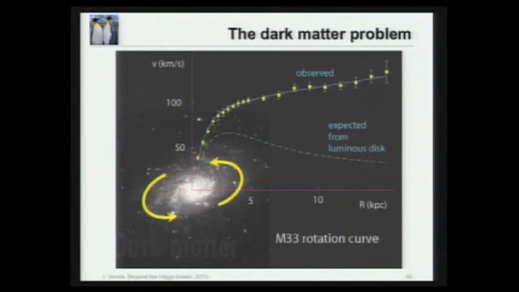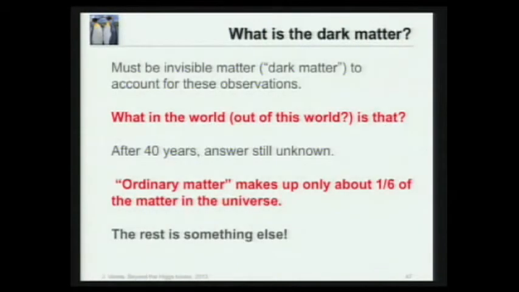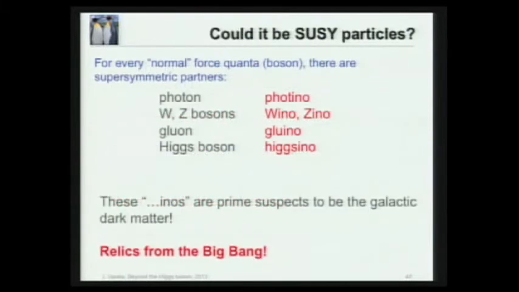So the only possibility for the stars to have this speed, remaining attracted, bound to the galaxy and not flying away by centrifugal force, is that there is more mass here. And this extra mass is what we call the dark matter. So what is the dark matter? Well, for 40 years we have been trying to answer that question, and still have no answer. So there is something else that we don't know what it is.